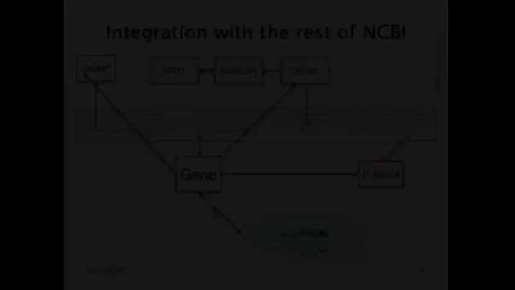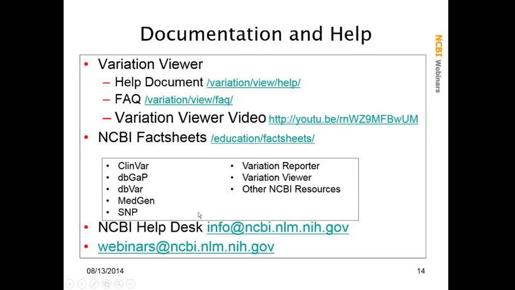Before I move on to the demonstration, I want to point out to you some of the help documentation that's available for both the variation viewer and the other variation resources at NCBI. Notice that there's a help document and an FAQ linked directly to the variation viewer. You might have seen that in one of the screenshots at the top. By the way, the URLs on this particular slide are just shortened so that you just put the NCBI homepage URL in front of these to get the complete URL.